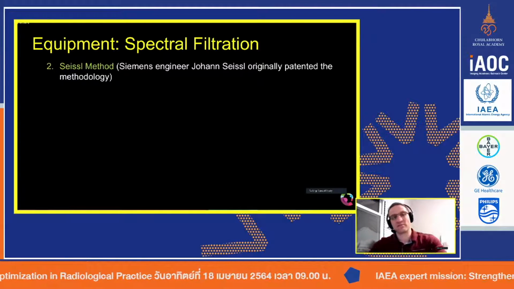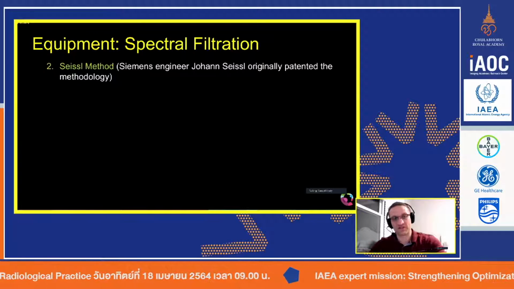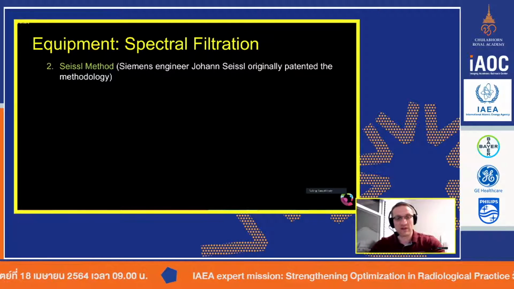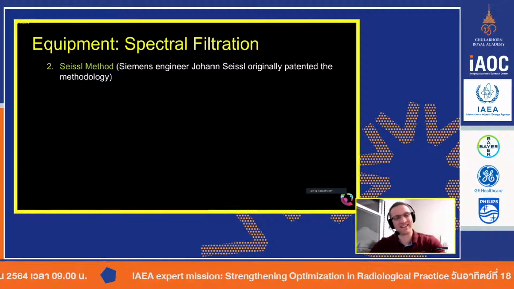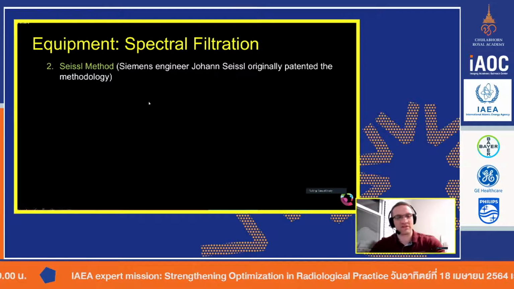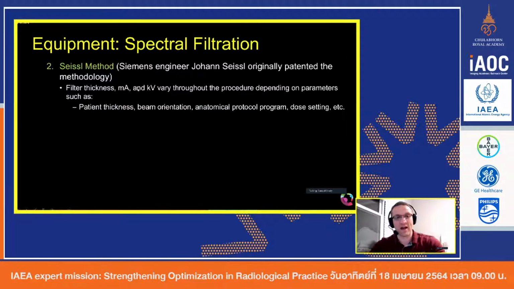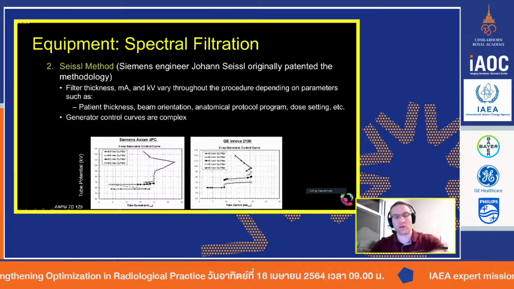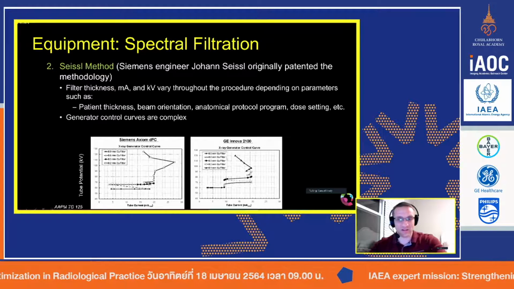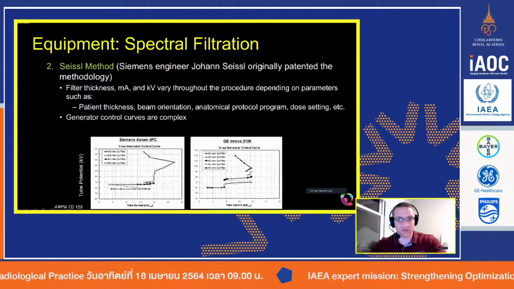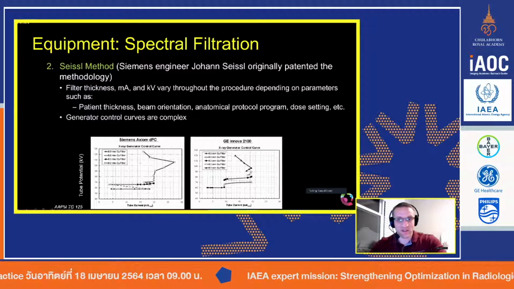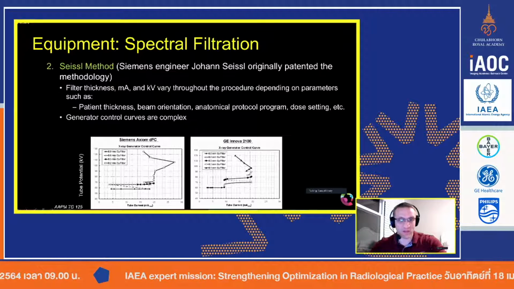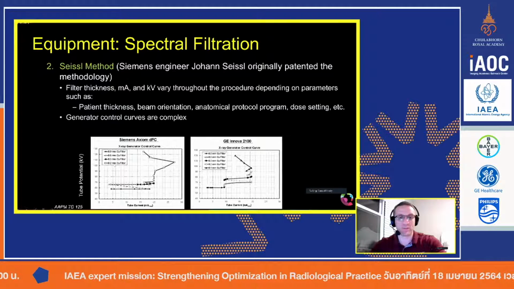Then there's the Cecil method. And this was named after Siemens engineer John Cecil. Now you can imagine, obviously, Siemens uses this technique. Other vendors such as GE also use this technique. Now, the mA and the kV change along with the filtration. So now you look at these plots and they look all crazy. In other words, you can see here, for example, that there are 0.9, 0.6, 0.3, 0.2 millimeters of copper.